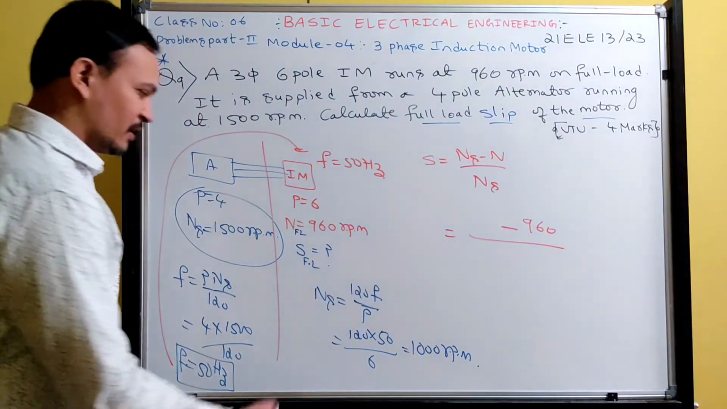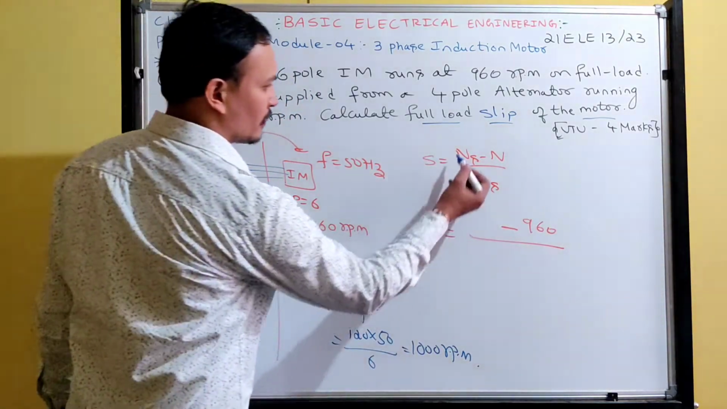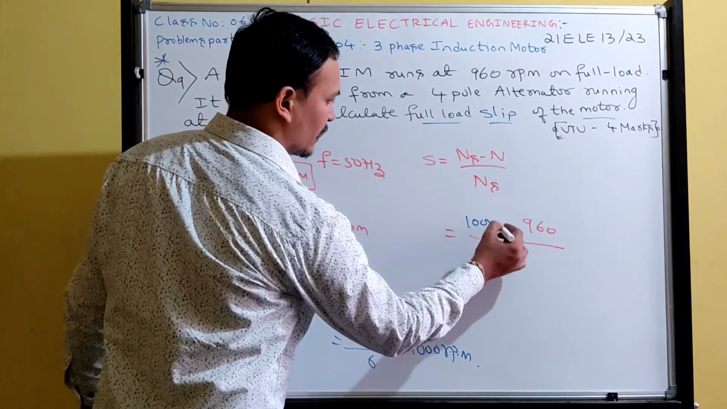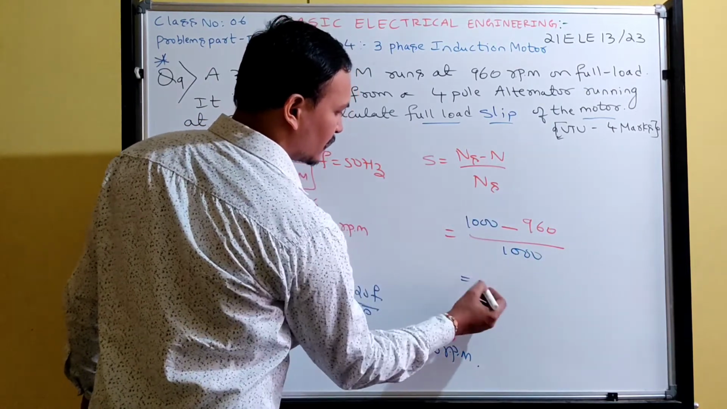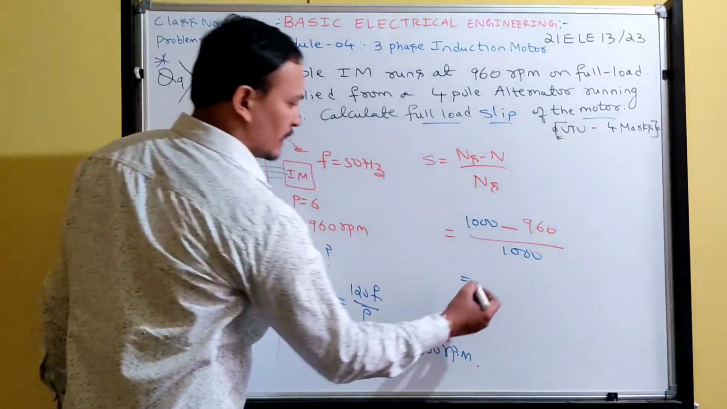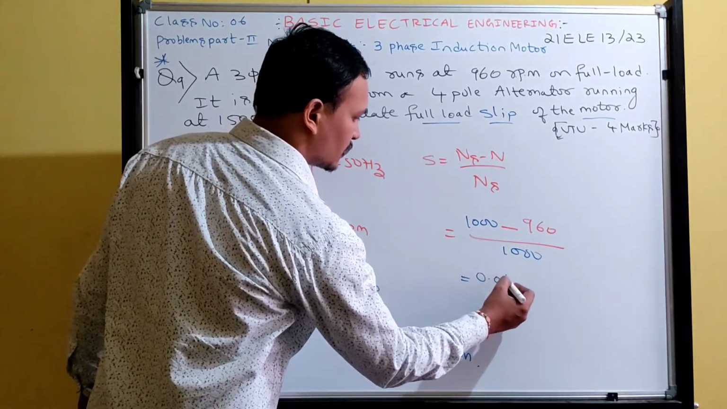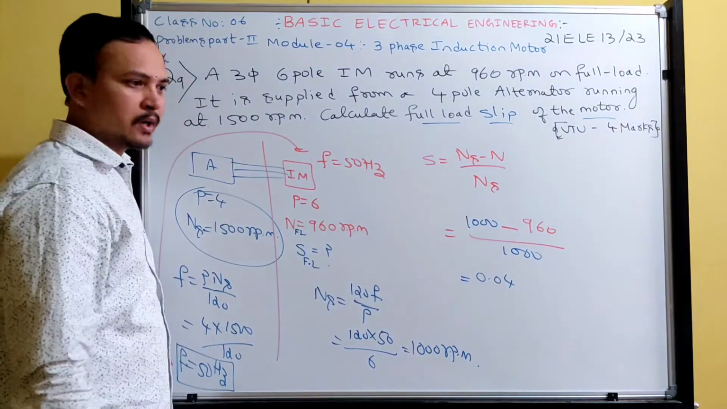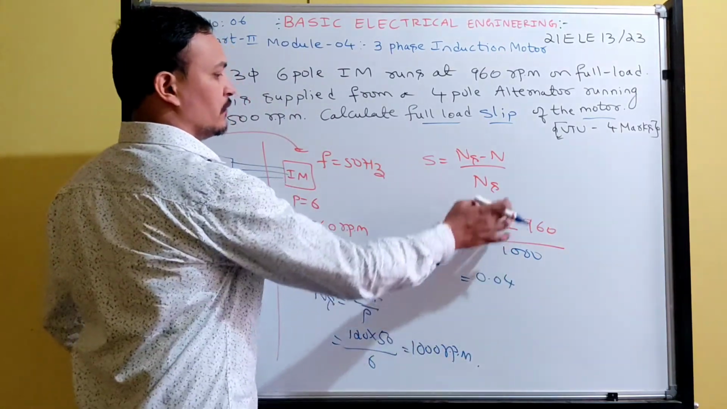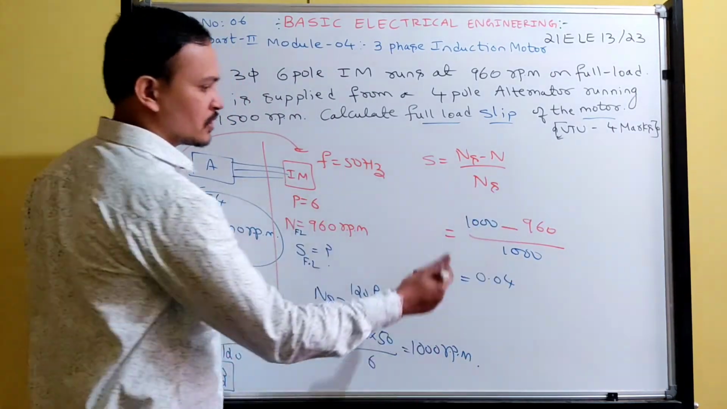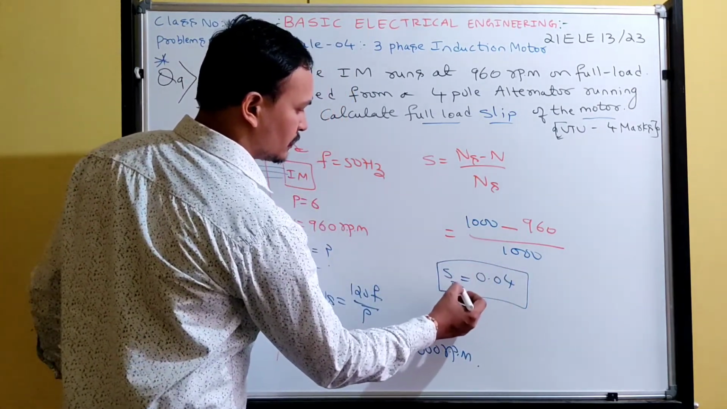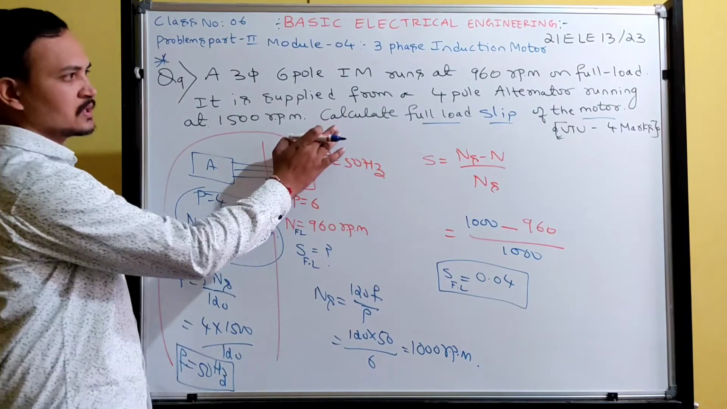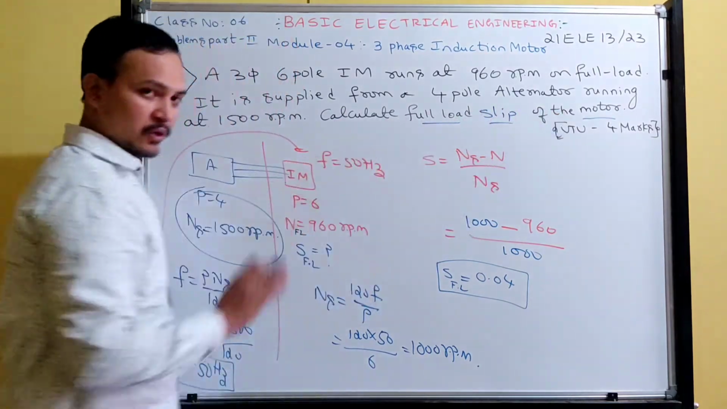1000 RPM. Now take this Ns and put it here. Ns is 1000 RPM, minus 960, divided by Ns, 1000 RPM. Do it in the calculator and you will get 0.04. The numerator will be 40, so 40 by 1000 gives 0.04. So this will be the full load slip. The question is to calculate the full load slip of the motor.